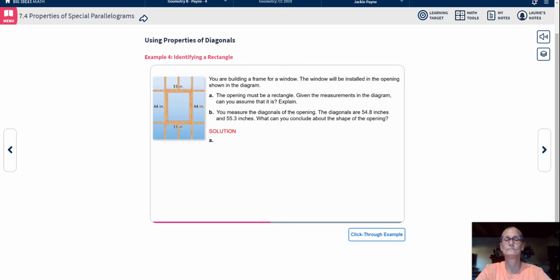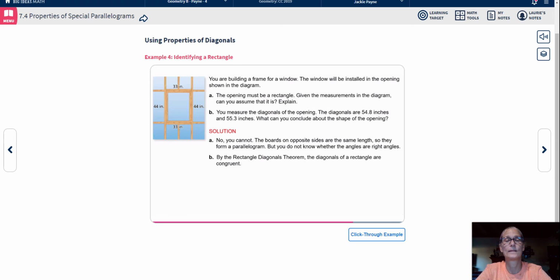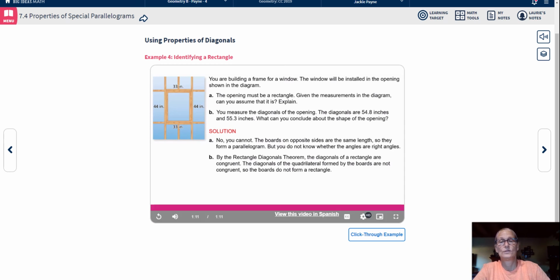Solution. Part A. No, you cannot assume that the opening is a rectangle. Recall that a rectangle is a parallelogram with 4 right angles. The boards on opposite sides are the same length, so they form a parallelogram. But you do not know whether the angles are right angles. Part B. By the rectangle diagonals theorem, the diagonals of a rectangle are congruent. The diagonals of the quadrilateral formed by the boards are not congruent, so the boards do not form a rectangle. So even though it looks like it, you still have to be able to prove it.